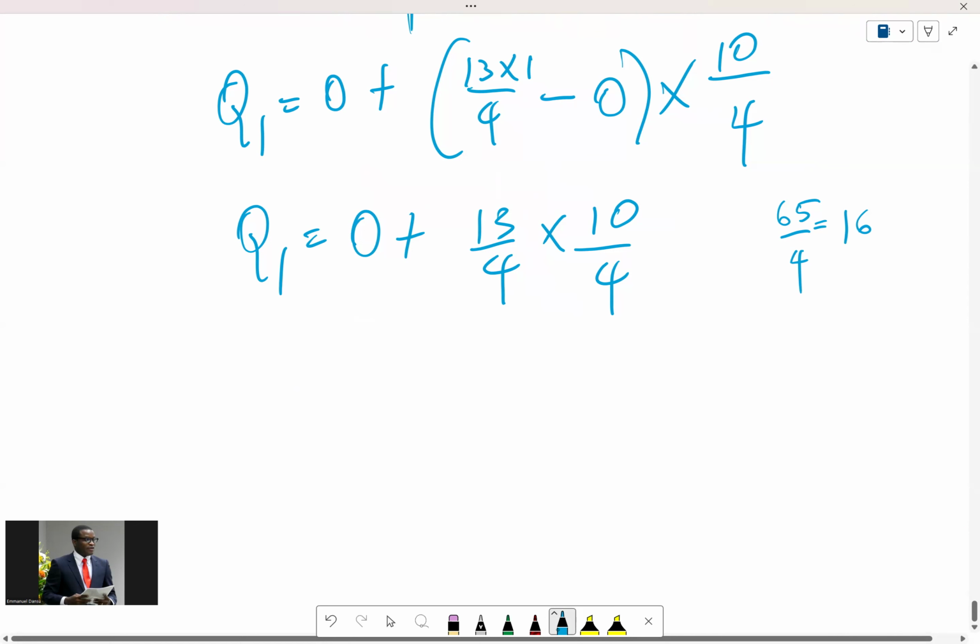Am I getting that right? 130 over 8. I just want to be very sure. 130, oh sorry, 130 over 16. Sorry, my mistake. I was wondering what was happening. So this is 6, so that's okay. Let me just go slowly.